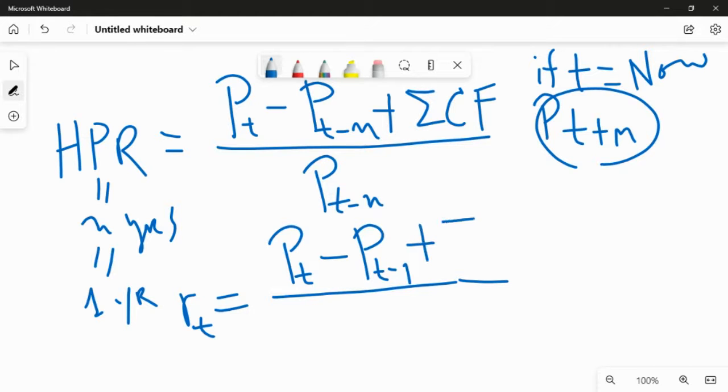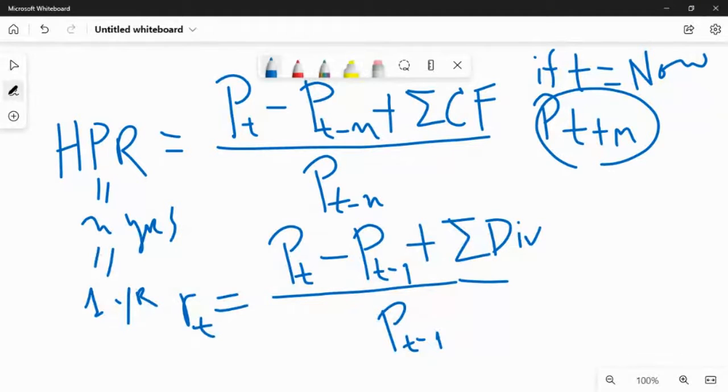And then, as I said, if this is a dividend-paying stock, they pay dividends quarterly, right? If they pay dividends, they pay dividends quarterly. So there will be at least 4 dividends paid during a year, right? And then you divide it by P(t minus 1). Okay, so this is a single period return.